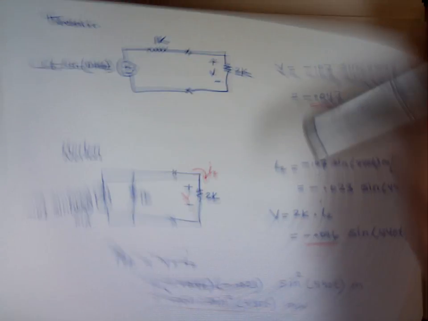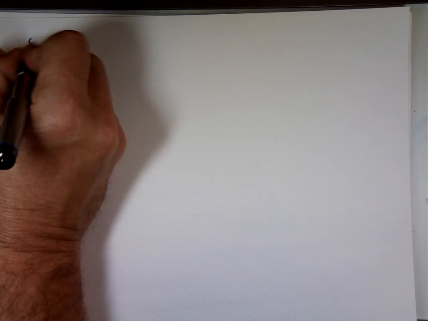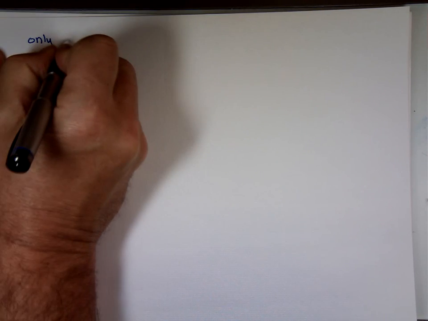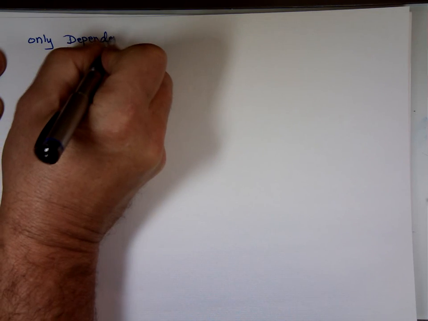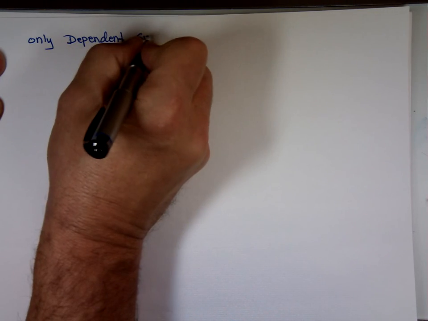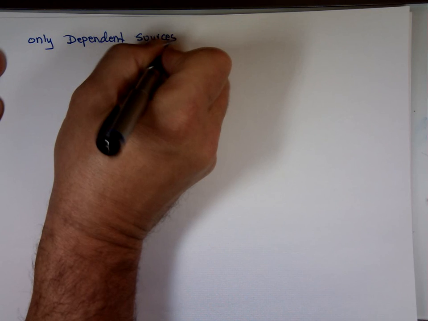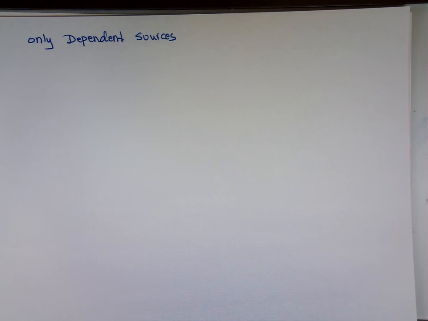So let's look at case 3 where you only have dependent sources. The good news about that is V open circuit is 0, I short circuit is 0. You're only going to be able to find R equivalent.